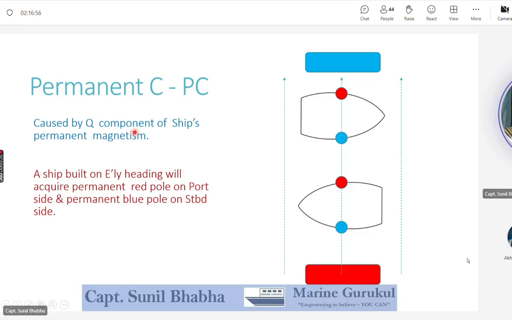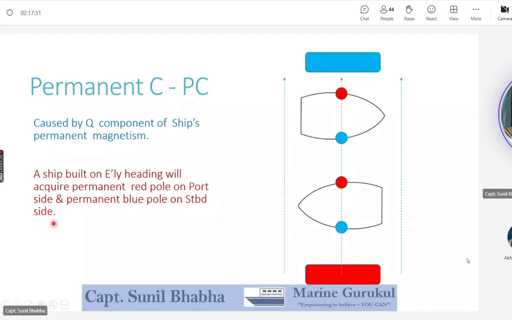Now, to understand it more clearly, let's assume that we have a ship which is built in a yard on an easterly heading. If the ship is built on an easterly heading, the magnetic lines of force will be entering into the ship's hull from the starboard side. So the starboard side will acquire blue polarity, and the magnetic lines of force will be leaving or coming out of the port side of the ship. So it will acquire a permanent red pole on the port side and a permanent blue pole on the starboard side.